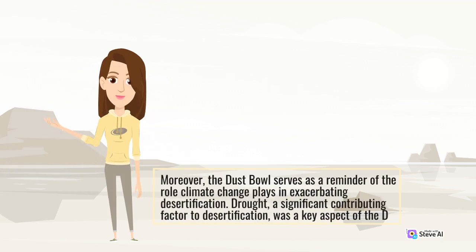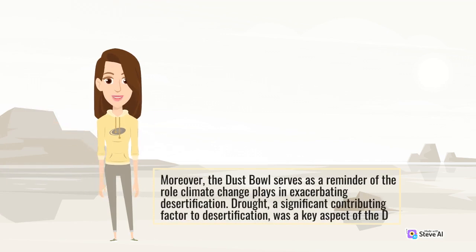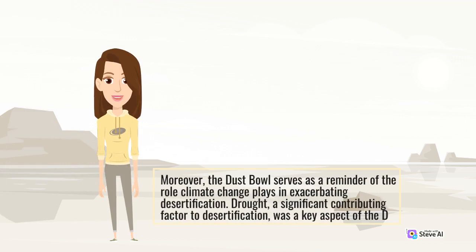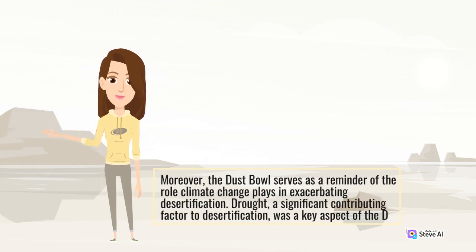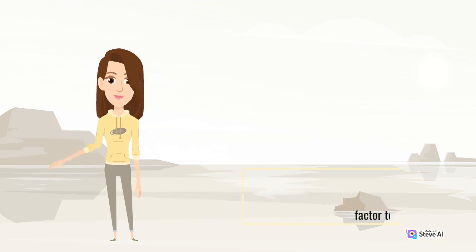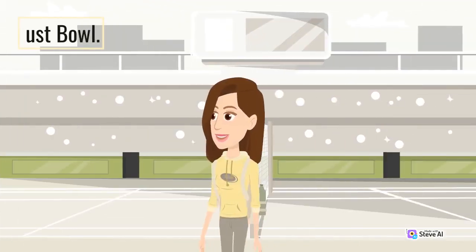Moreover, the Dust Bowl serves as a reminder of the role climate change plays in exacerbating desertification. Drought, a significant contributing factor to desertification, was a key aspect of the Dust Bowl.